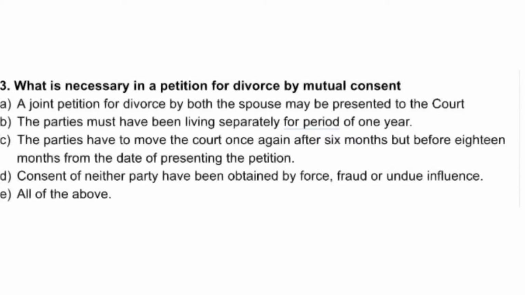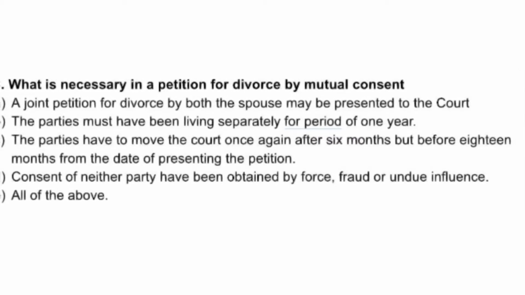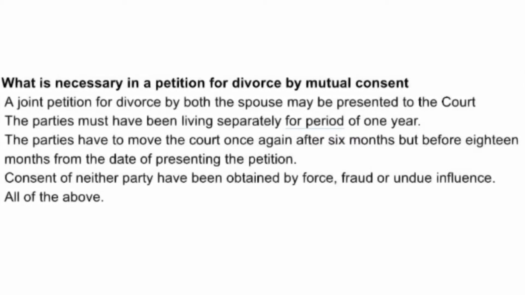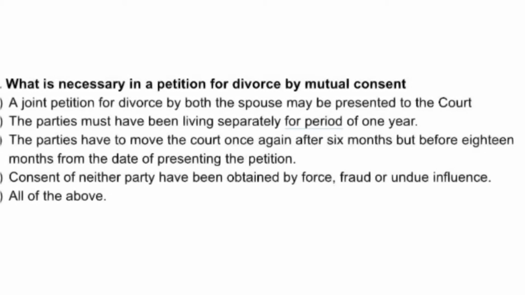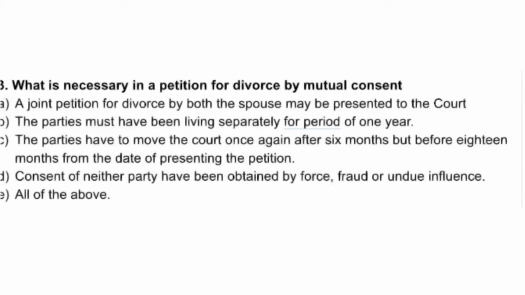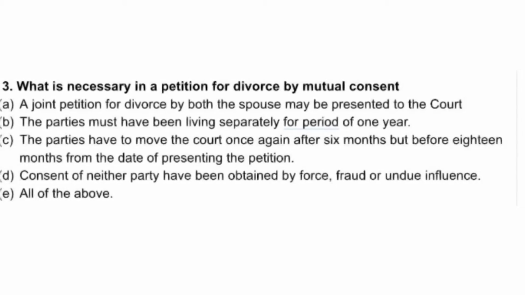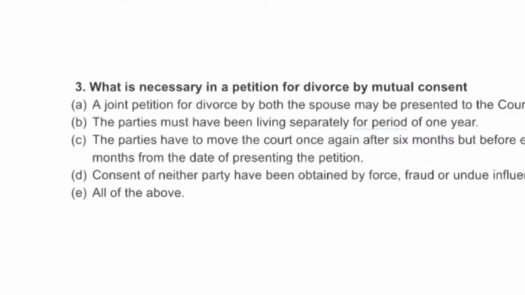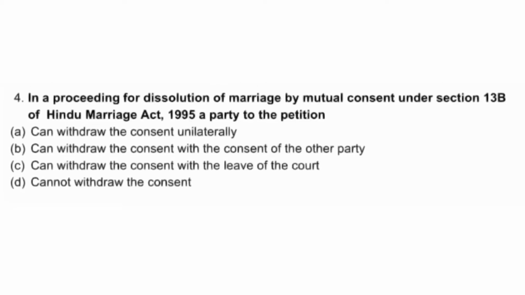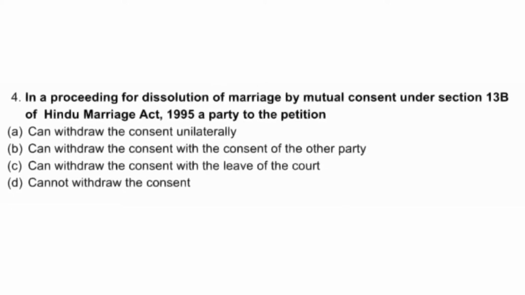आपका थर्ड क्वेश्चन है, what is necessary in a petition for divorce by mutual consent? A. A joint petition for divorce by both the spouse may be presented to the court. B. The parties must have been living separately for a period of 1 year. C. The parties have to move the court once again after 6 months but before 18 months from the date of presenting the petition. D. Consent of neither party have been obtained by fraud, force or undue influence. E. All of the above.